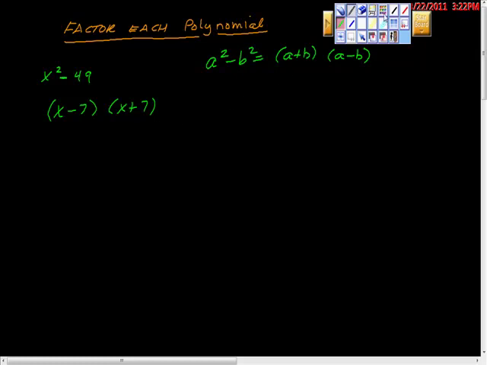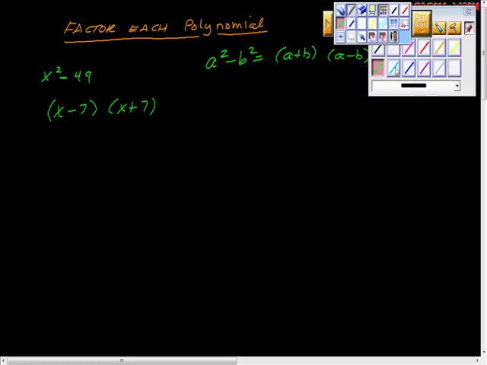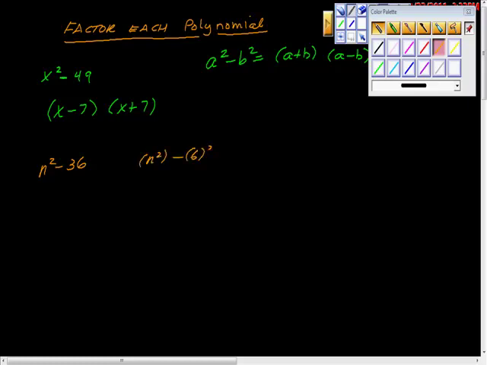Next problem. Let's change colors every time just to keep it interesting. 5 minutes worth, and go. n squared minus 36 is the same as saying n squared minus 6 squared. Therefore, using this rule up here, we have n minus 6 times n plus 6. If you're not sure, go back and FOIL it.